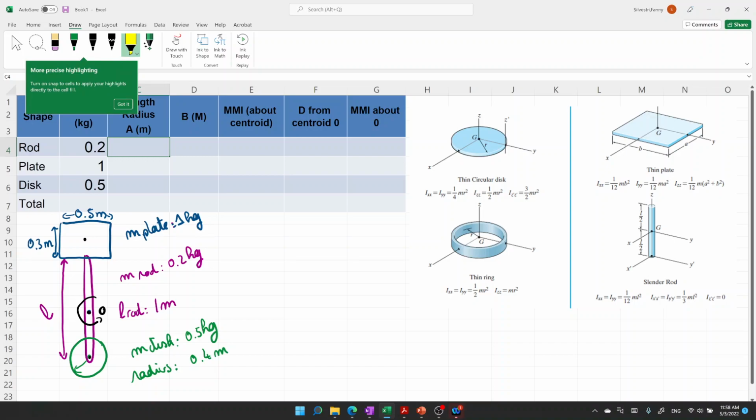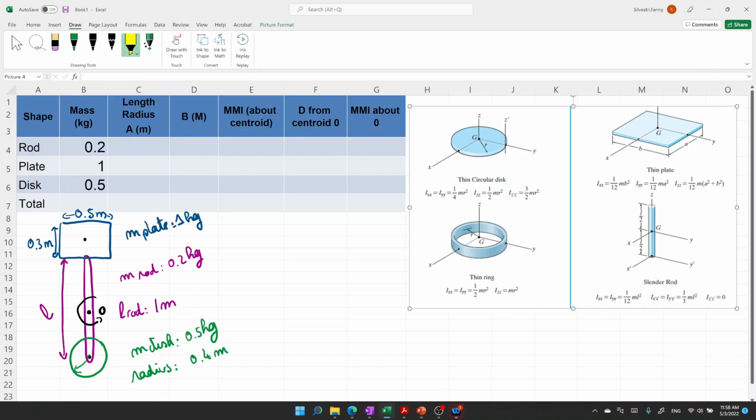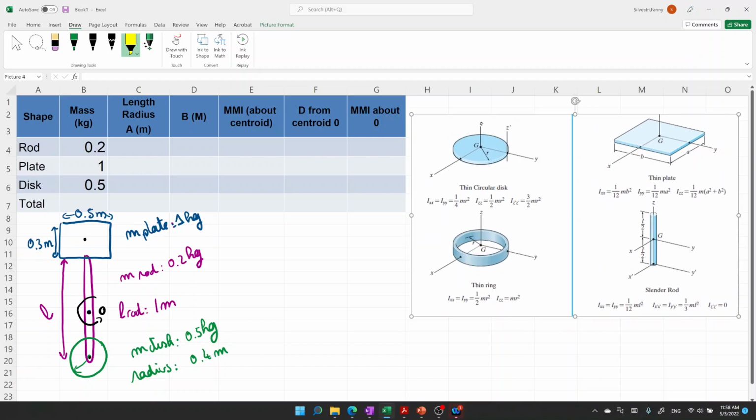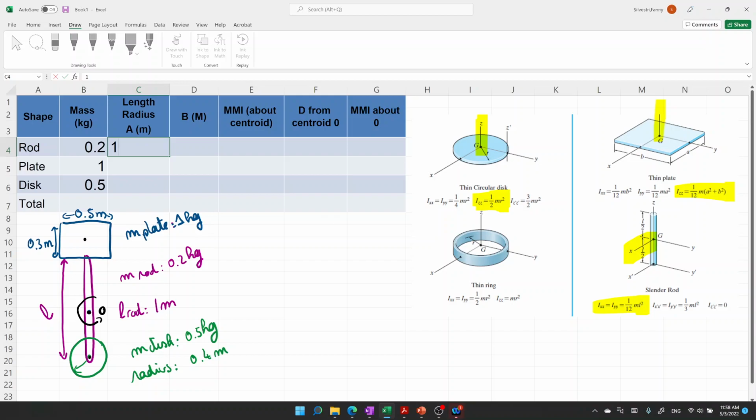So if I look at my formula on the right, I will have the disk about z, this one. I will need the radius about z for the plate. That will be this one. And for the slender rod, that will be the I-x or I-y, one of them. That will be this one. So I will add the data that I need. For the rod, I need the length of the rod. The length of the rod is 1. I found it there. Okay.